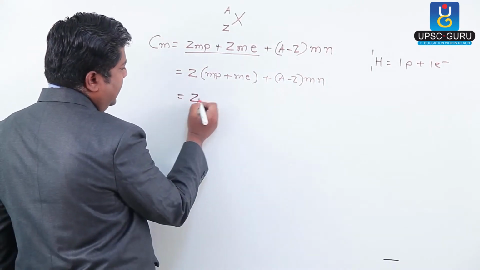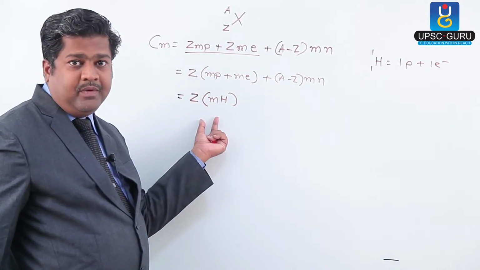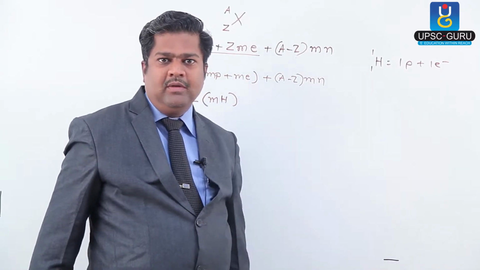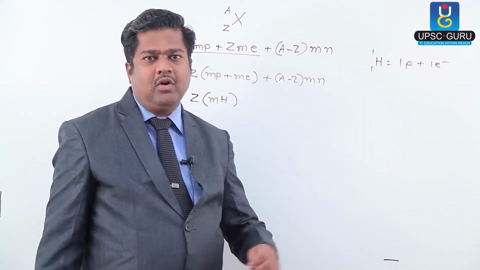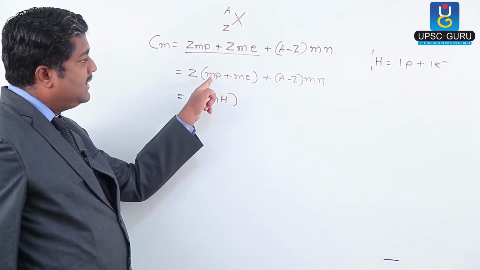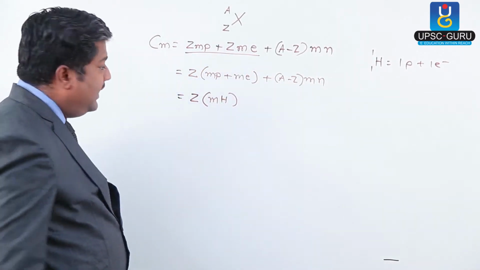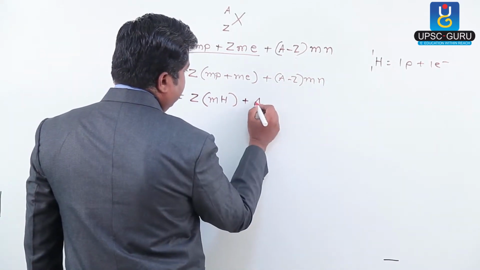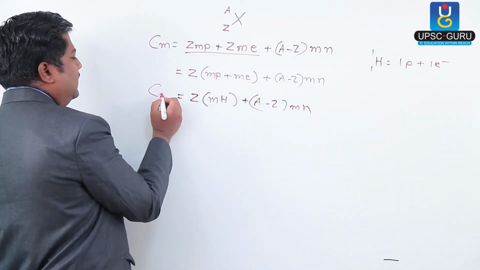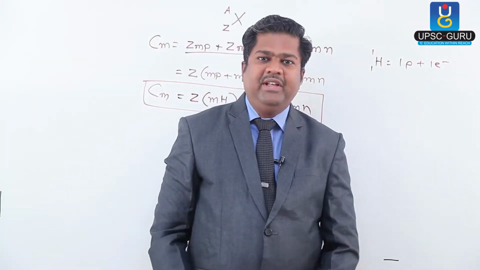So I am replacing it here with Z into mass of hydrogen. Many students are not able to follow this step. I am revising again: a single hydrogen atom has one proton and one electron. So mass of one proton plus mass of one electron, I can consider as the mass of a hydrogen atom. So in the bracket I am writing mass of proton plus mass of electron from here. So instead of one proton plus one electron, I can replace it by the mass of hydrogen atom plus A minus Z, whatever the figure is, into mass of neutron. So this way, by using this simple formula, we can calculate the mass of any given atom.